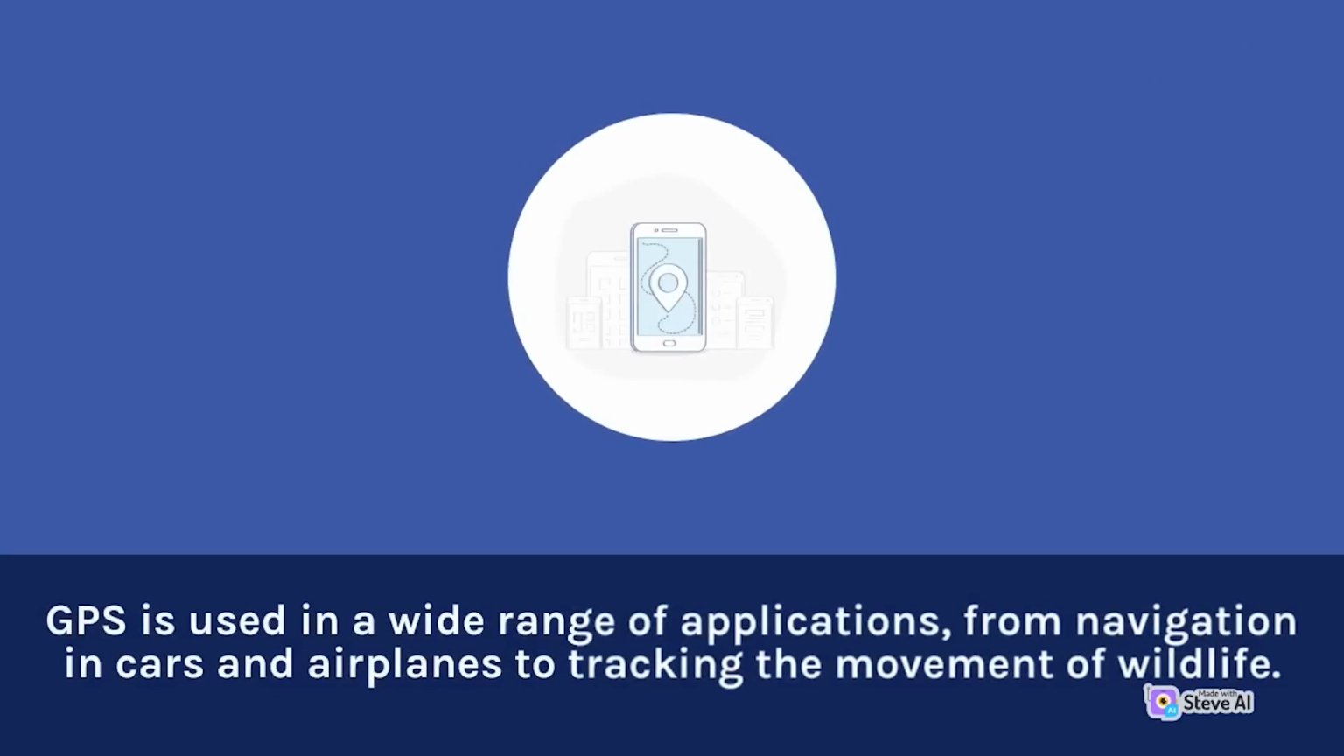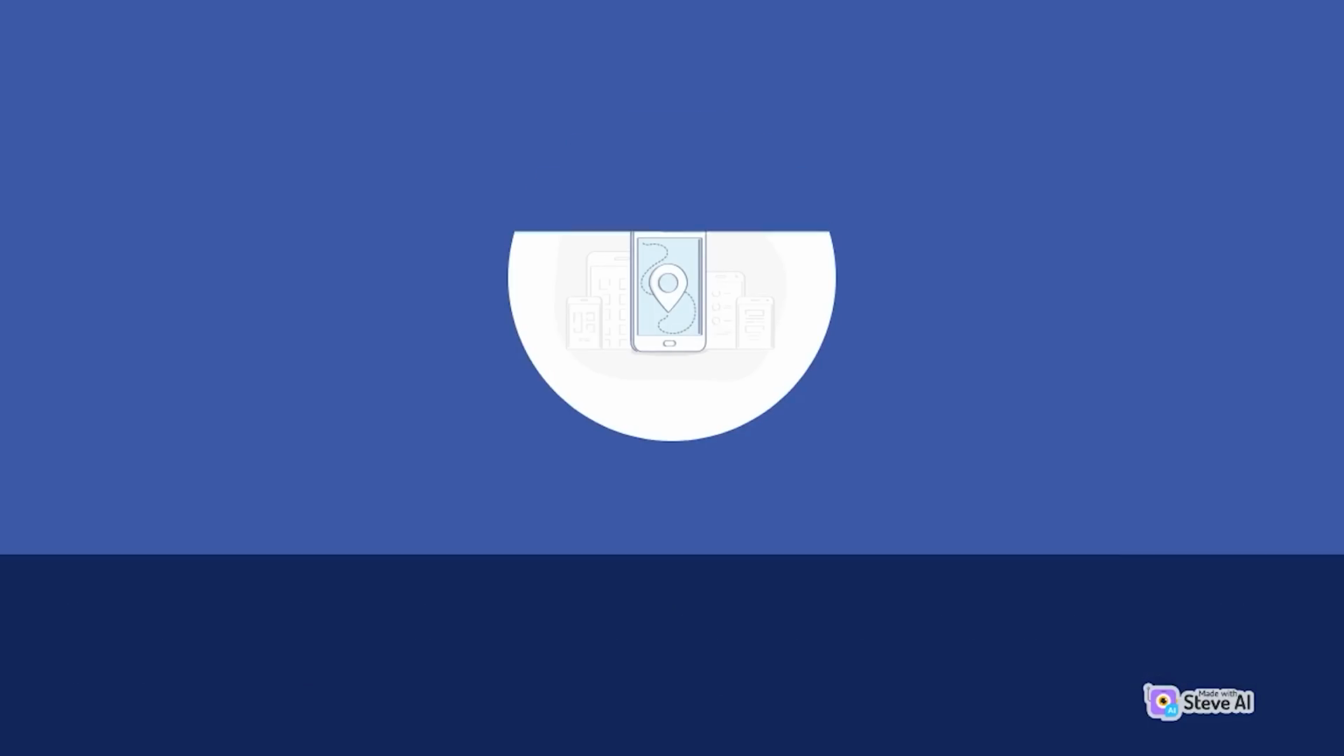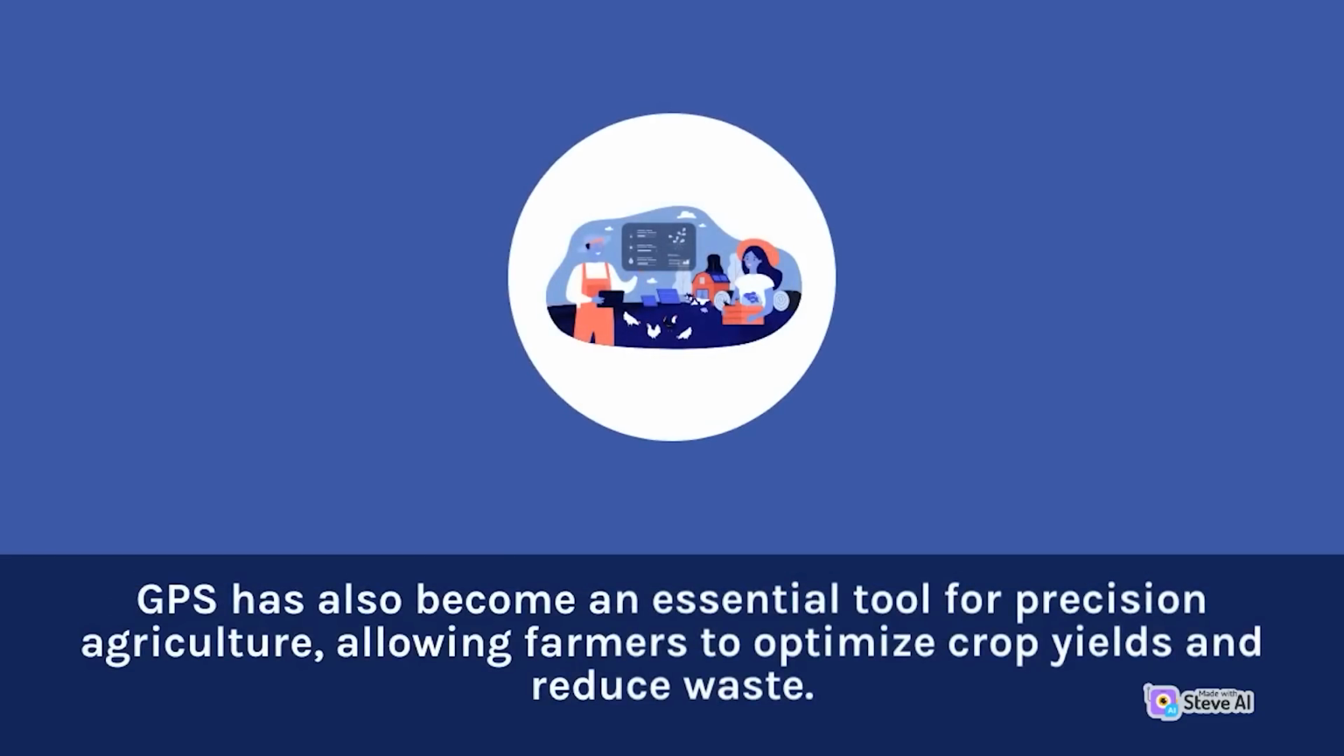GPS is used in a wide range of applications, from navigation in cars and airplanes to tracking the movement of wildlife. GPS has also become an essential tool for precision agriculture, allowing farmers to optimize crop yields and reduce waste.